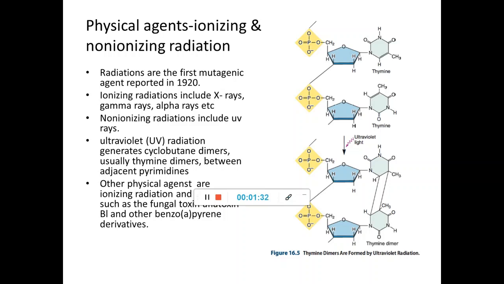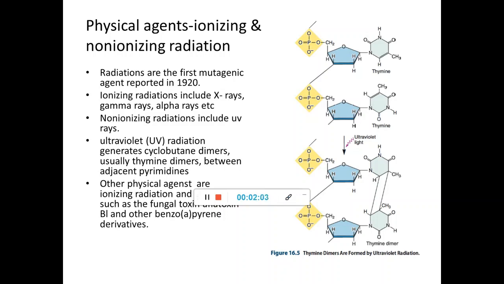Now coming to the physical agents. There are basically two types of physical agents: the ionizing radiations and the non-ionizing radiations. The ionizing radiations mainly include X-rays, gamma rays and alpha rays, whereas the non-ionizing radiations mainly include the UV rays. The UV rays are mainly responsible for the formation of thymine dimers. The dimers are generated when the nucleotide bases are exposed to the UV rays.